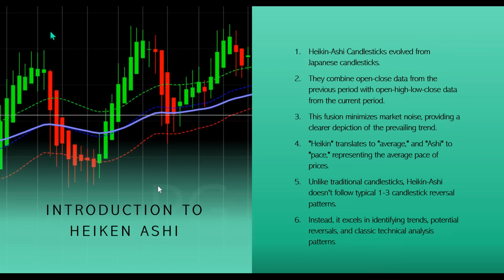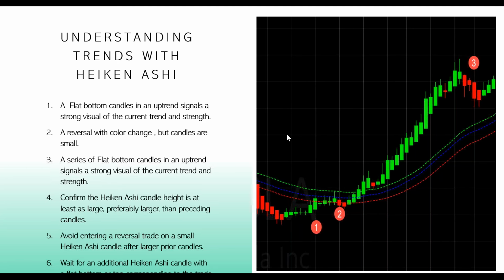All the same things. Again, Heiken-Ashi candle comes from Japanese candlesticks. Actually, the calculations combine the open and close data from the previous period with the open, high, low, and close data from the current period. That's how the calculation is done. And again, the fusion minimizes market noise. This is what's really important. Heiken-Ashi candles are going to reduce a lot of the noise that you get by looking at regular 5-minute candles.